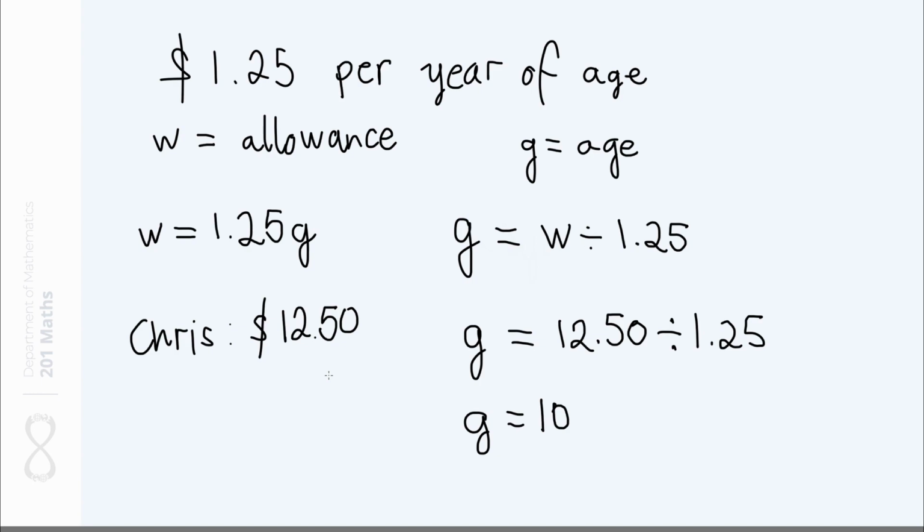A bit like if you take 2 and you multiply it by 5, you get 10. If you want to get back to 2, you're going to divide 10 by 5, right? So moving in one direction, you multiply. If you want to undo it, you divide.